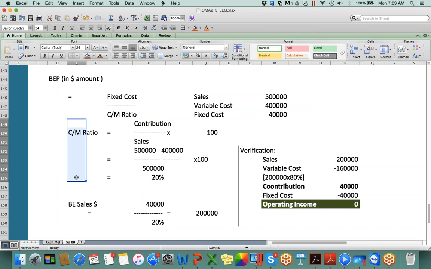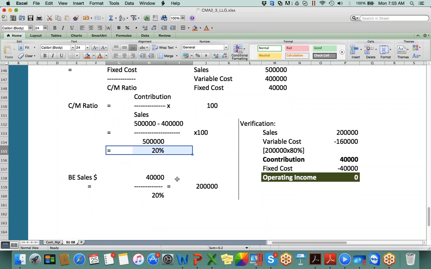Don't get confused about contribution margin and contribution margin ratio. Contribution margin simply means the difference between sales and variable cost, whereas contribution margin ratio gives you the percentage of contribution which is included in sales. So just assume that contribution margin ratio is expressed in percentage and contribution is expressed in amount, either per unit or as a total amount. So here the contribution margin ratio calculated is 20%.